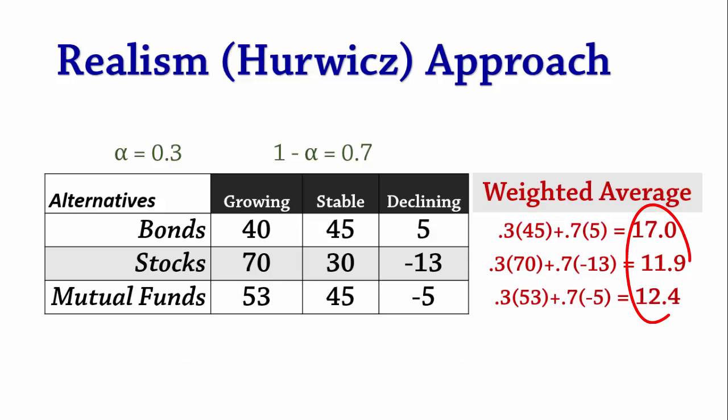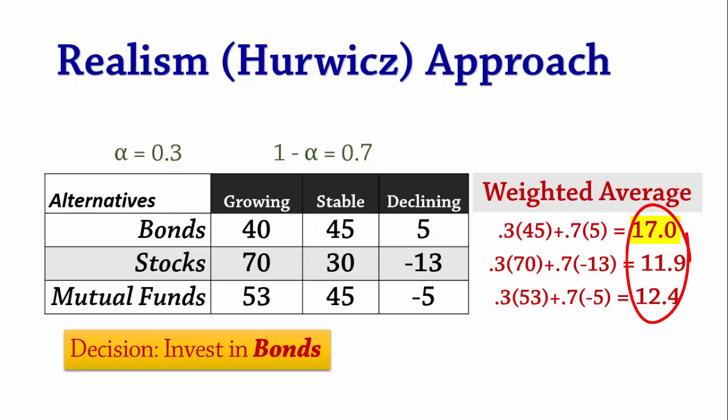The best of these is 17. Therefore, the realism approach decision is to invest in bonds. In this video, I have shown how to make decisions using the equally likely and realism approaches.